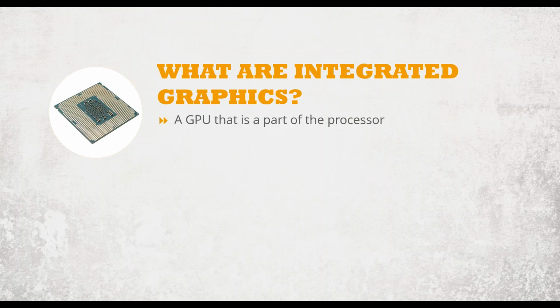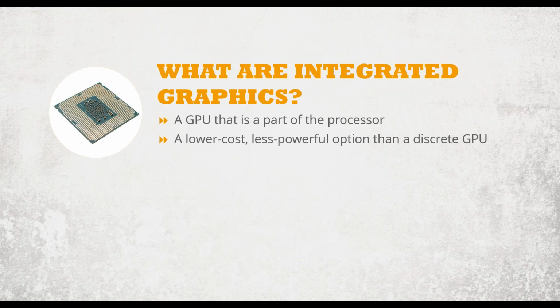Integrated graphics, it's a GPU that's actually part of the processor. So when you're specifying an i7 or a Xeon chip, CPU chip for your workstation, the GPU can be part of that processor. And since it's integrated into or built into the CPU chip itself, it tends to be lower cost, yet it is less powerful than a discrete GPU or an add-in card, which we'll be looking at next.